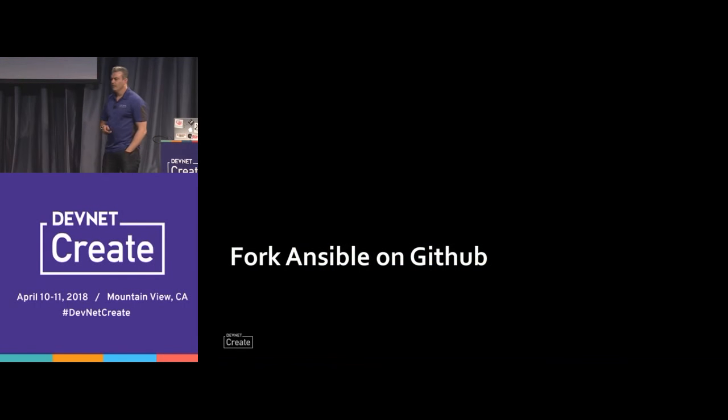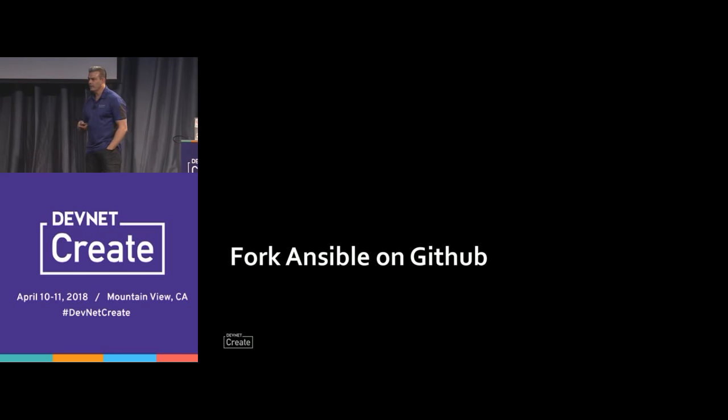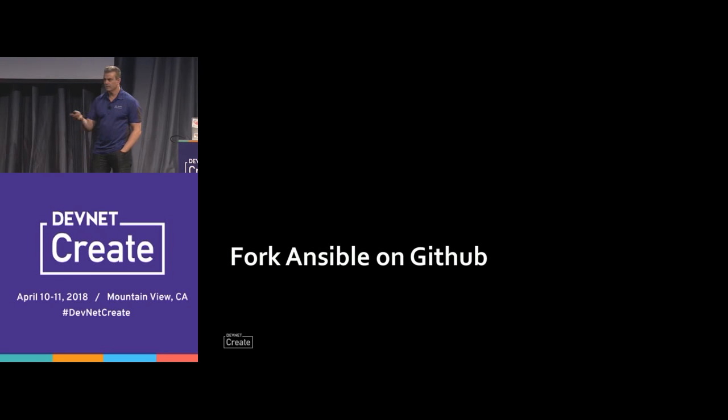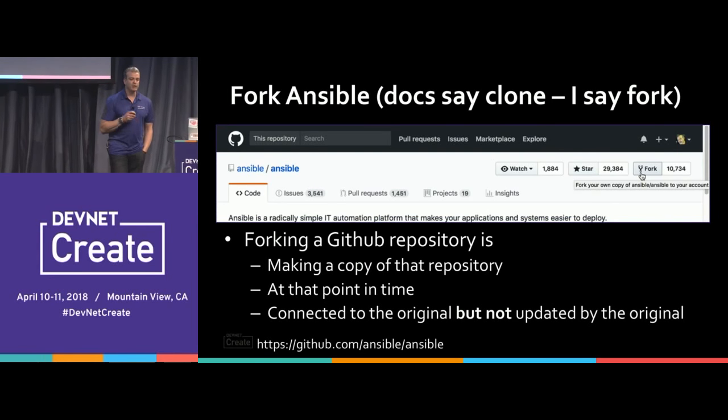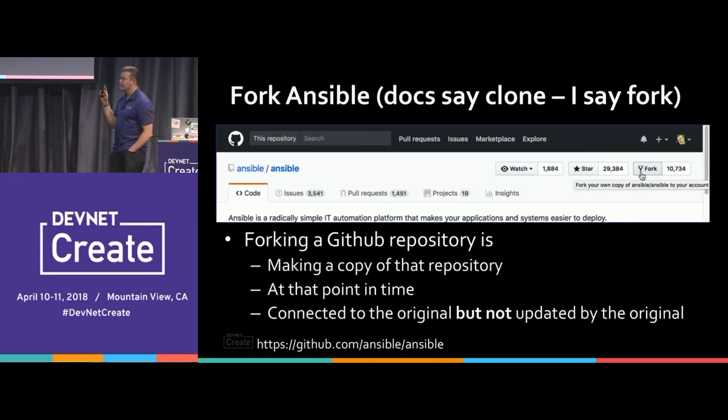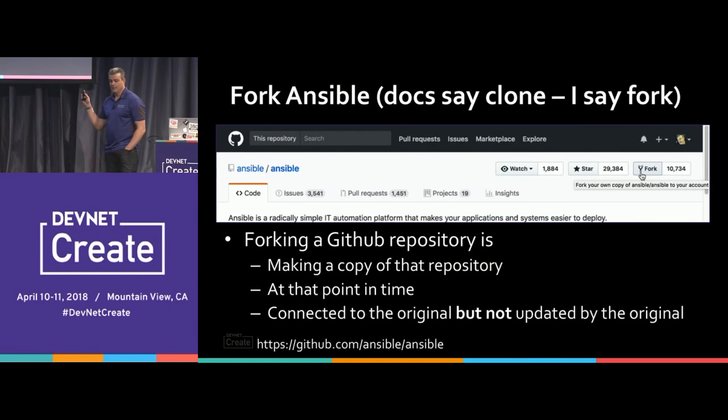All right, so fork Ansible on GitHub. Does anybody know what forking code on GitHub means? When you fork code on GitHub, and hopefully everybody knows what GitHub is, but if you don't, github.com, it's a source code repository.